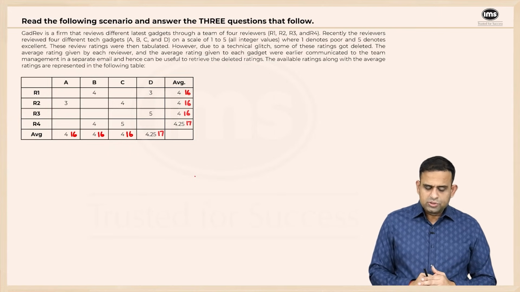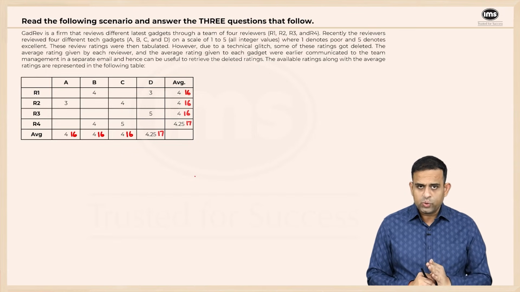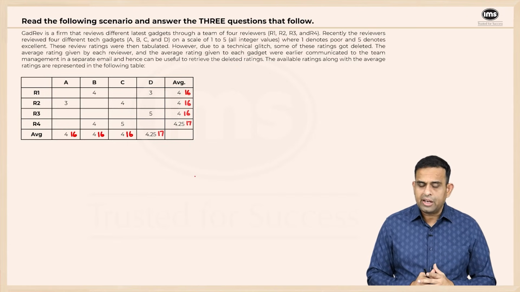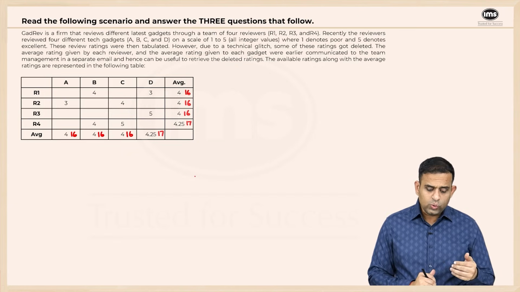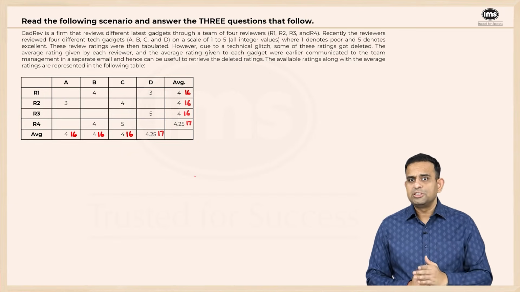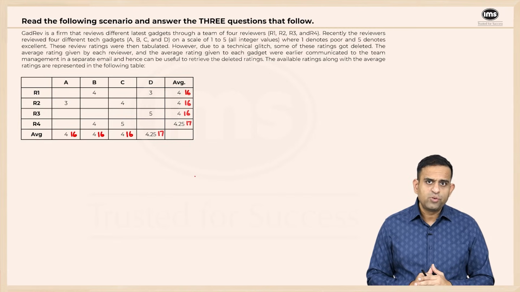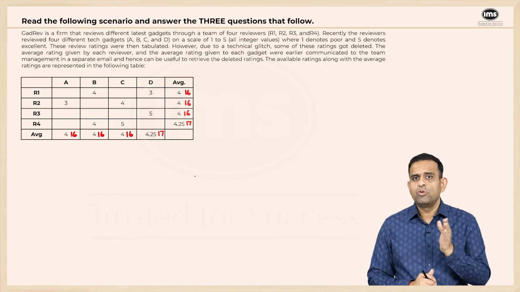So if I look at reviewer number 1, the total right now which is given to us is 4 plus 3, 7. Total has to be equal to 16. It means the sum of the ratings given to A and C by R1 must be equal to 9. And since the highest possible rating is 5 over here, the only possible way to achieve this could be with the help of 4, 5 in some order.